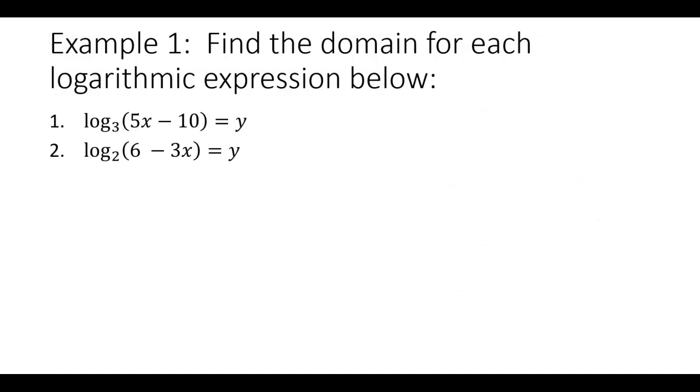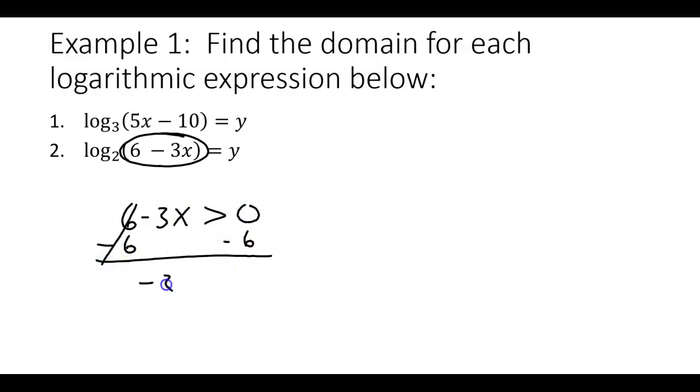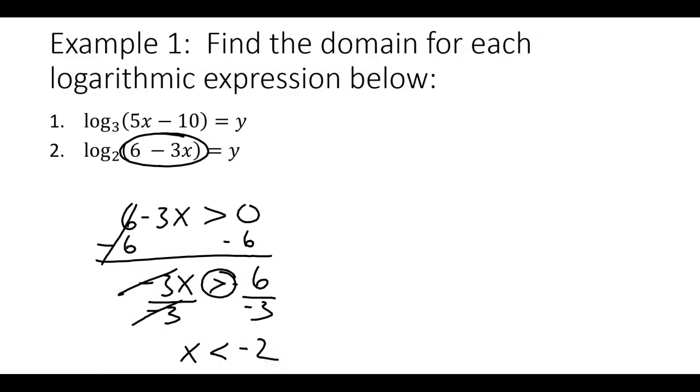Let's go ahead and take a look at number 2. In this case, my argument is 6 minus 3x, and it has to be greater than 0. Now, something interesting happens on this one as we start to solve it, something that's easy to forget about. When you're solving an inequality and you divide by a negative, we have to reverse this sign. You might want to make a little note of that.